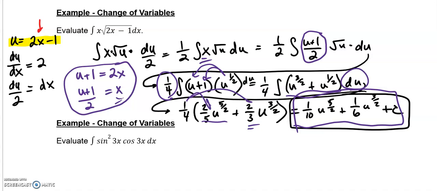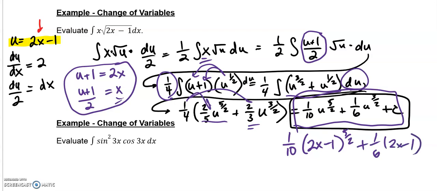Oh, and then the last thing is the substitution of u back in. My bad. So it would actually be 1/10 times 2x times the quantity of 2x minus 1 to the 5/2 plus 1/6 times the quantity of 2x minus 1 to the 3/2 plus c. Okay, so that would actually be your final answer on that one.